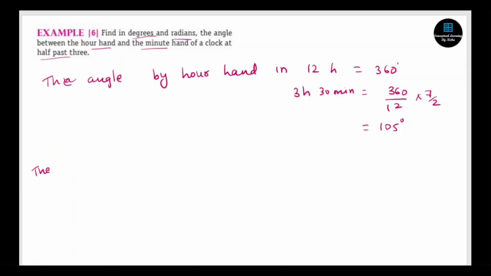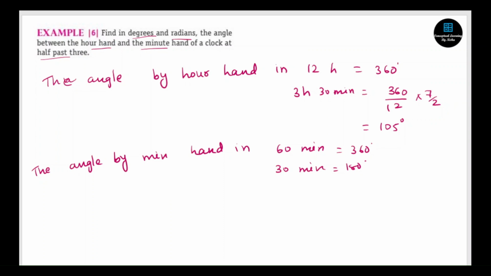So the angle turned by the minute hand in 60 minutes is 360 degrees. So in 30 minutes it is 180 degrees.